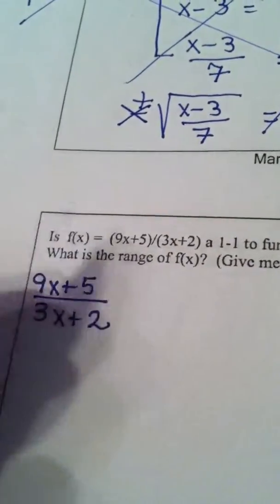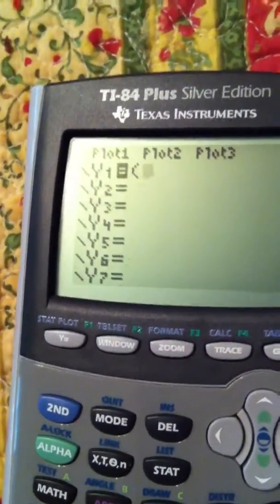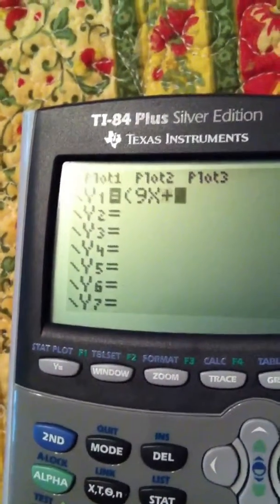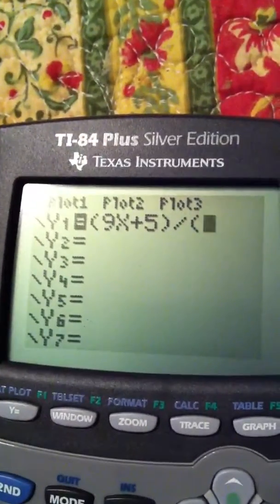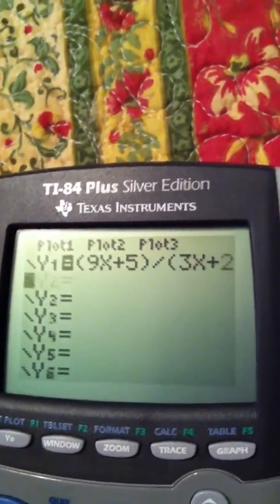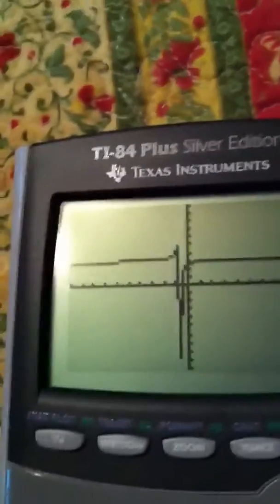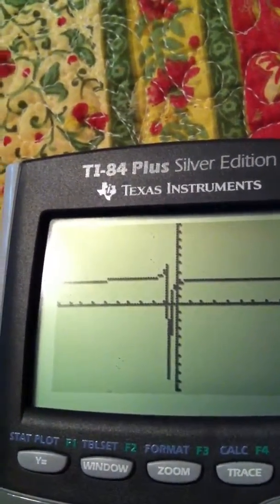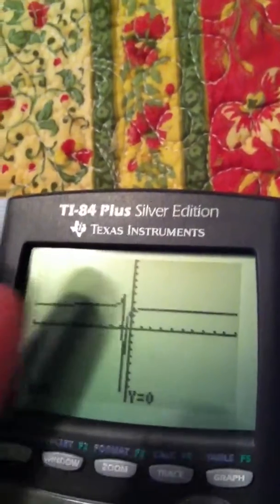Well, I think if you take your calculator and you plug it in, let's see what we get. Let me turn it on. Y equals, I'm going to clear out what I have. I'm going to type in the numerator, which in parens is going to be 9x plus 5, close it, divided by, in parens, 3x plus 2, close it, and graph it. Wow, we come out with a very weird looking picture.